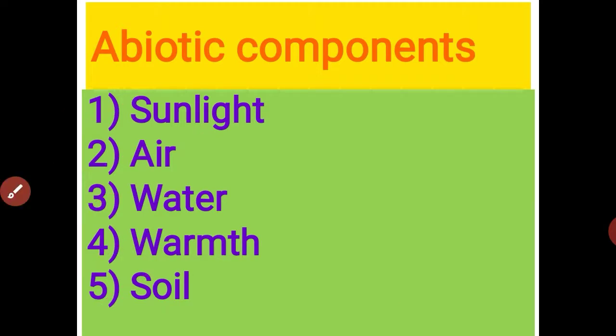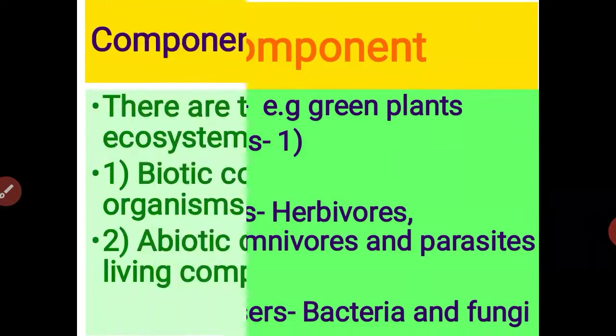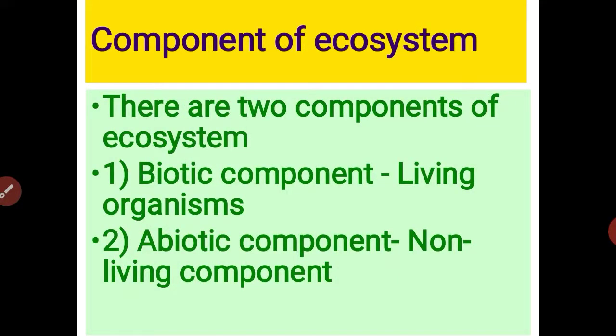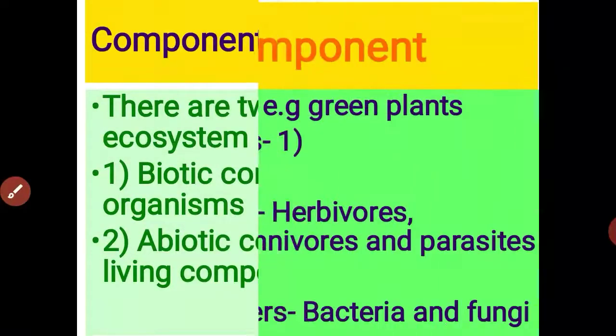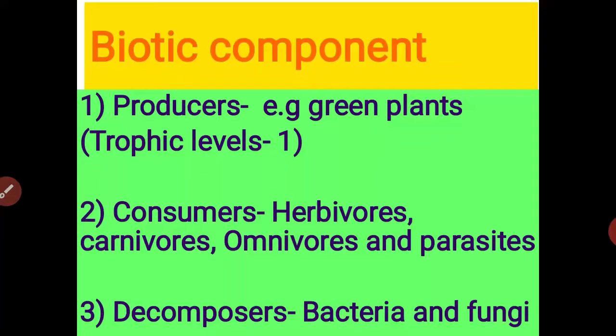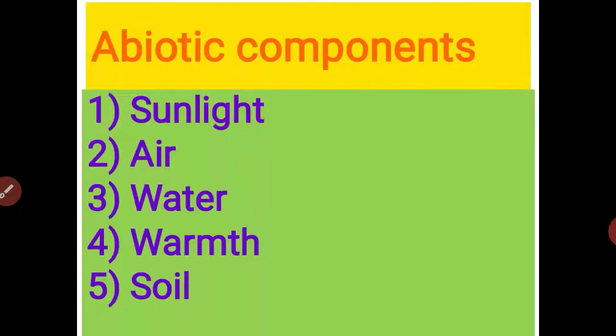Understood, student? Let us revise today's topic. Today we have studied the components of the ecosystem. There are two components of the ecosystem, biotic and abiotic. The biotic component contains all living organisms like producers, consumers and decomposers. And consumers are further classified into herbivores, carnivores, omnivores, parasites, scavengers and detritivores. And the abiotic components are sunlight, air, water, warmth and soil.